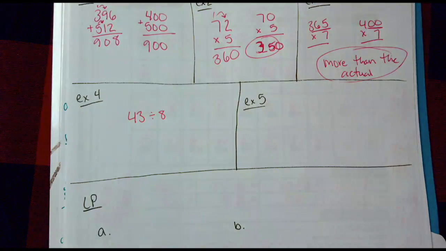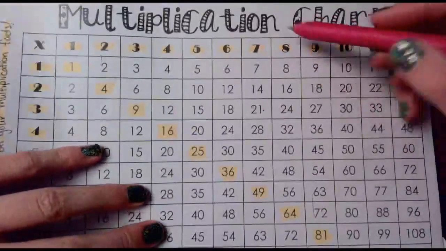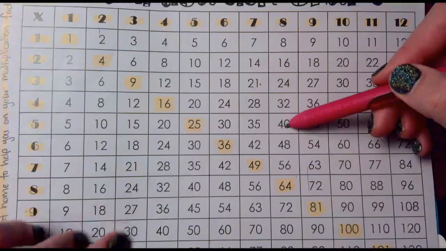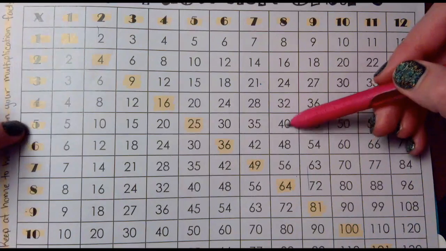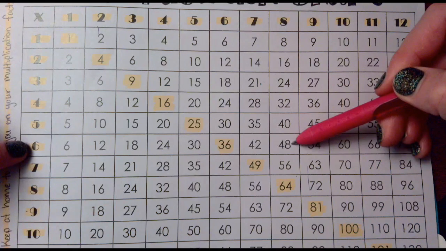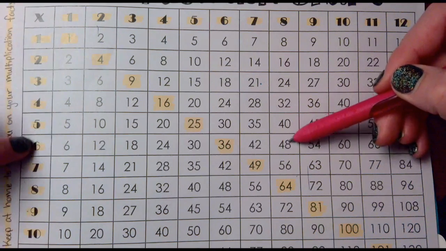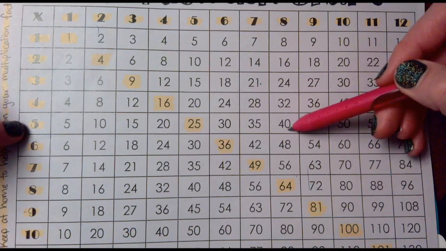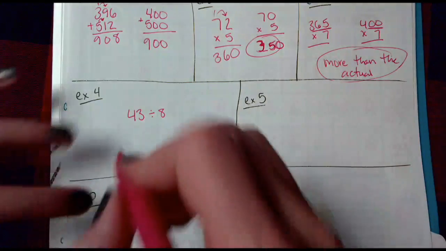43 divided by 8. Well, if I go in my 8 column of my multiplication chart and find 43, that would be between 40 and 48. 40 is 8 times 5. 48 is 6 times 8. So our answer is going to be between 5 and 6. Now, because 43 is closer to 40 than 48, I'm going to estimate the answer is 5.